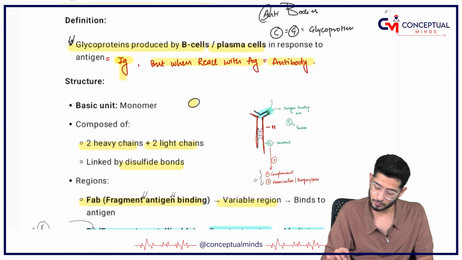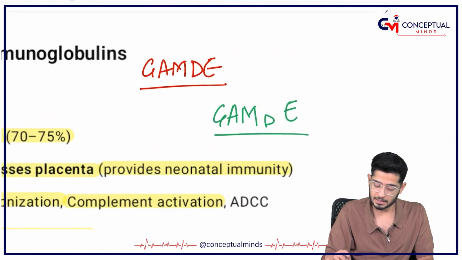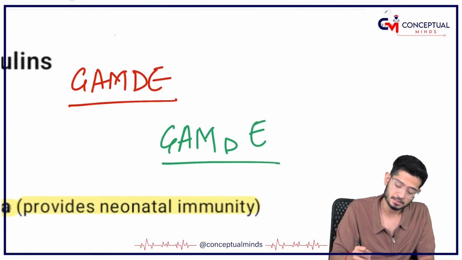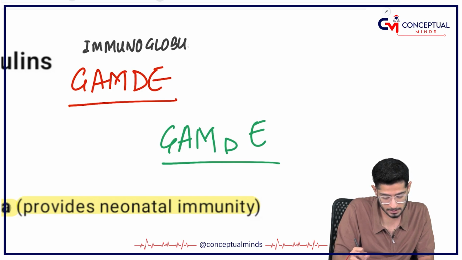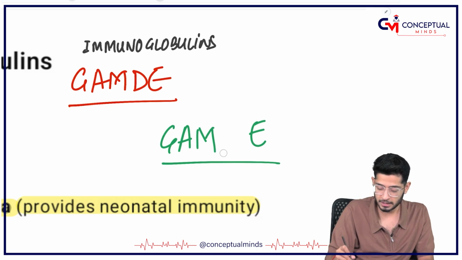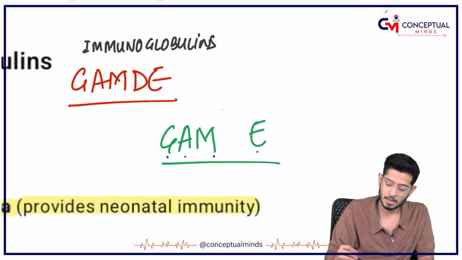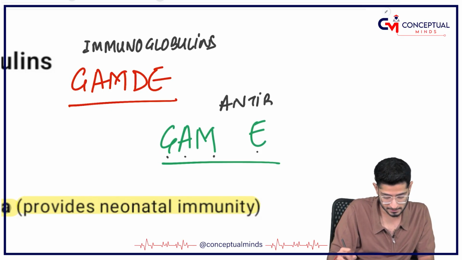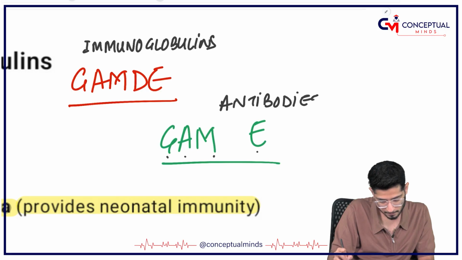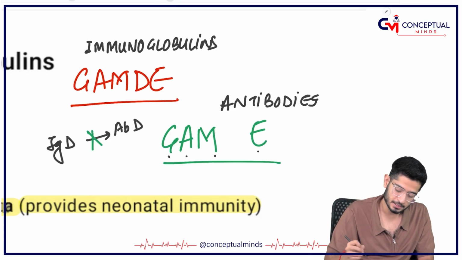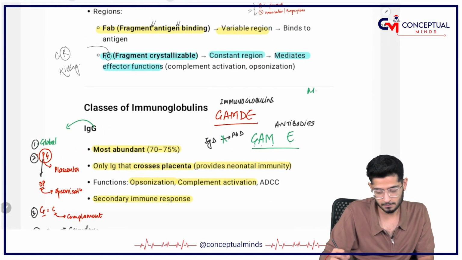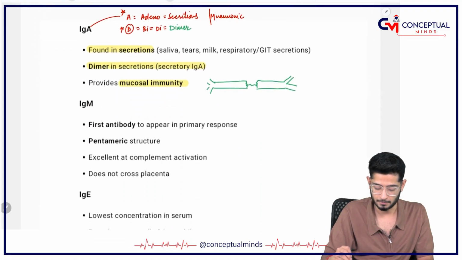Now, one thing before we proceed further: I told you that GAMDE, these are the immunoglobulins, my dear friend. And if you remove D out of it, GAME are the antibodies. So, please remember that IgD never becomes antibody D. This is something that does not happen. This is an important MCQ point, you have to keep it in mind.